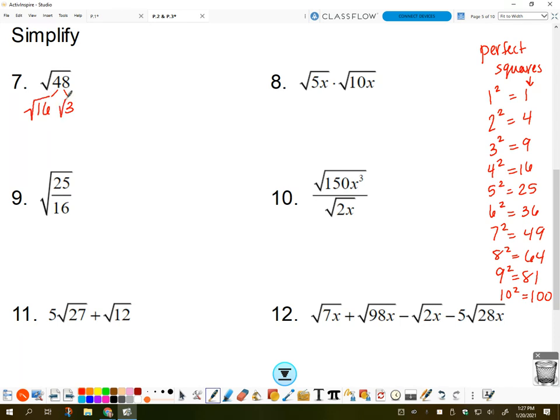So we have that property that says we can take the square root separately. So the square root of 16 is 4, and the square root of 3 is ugly, and it is simplified.